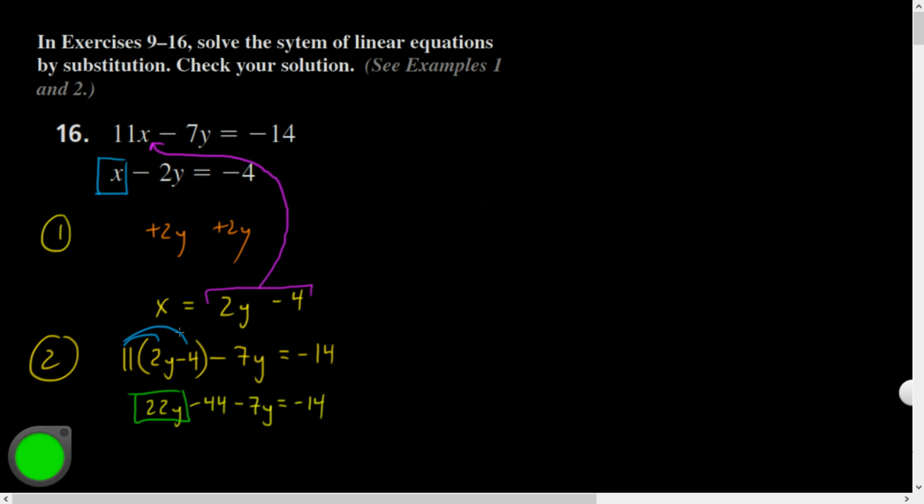I distributed 11, so I multiplied 11 by both of those. I'm just simplifying, distributing, combining like terms. The usual. So I'll have 15y's when I do 22y minus 7y. Minus 44 equals -14.